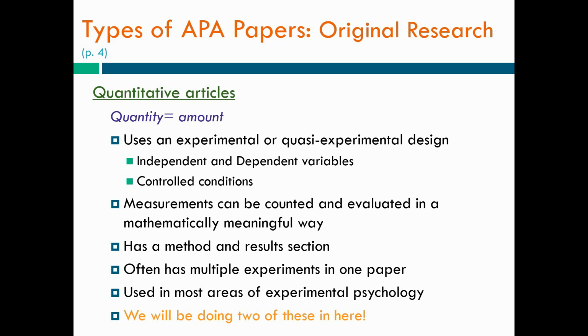Moving down a little bit farther, APA papers have both a method and a results section. Multiple experiments can be part of one paper, and there are areas of psychology in which APA papers are written. One of these is experimental psychology, which is in fact the title of this course. So we'll be doing two of these papers throughout the lab section, as you already know.